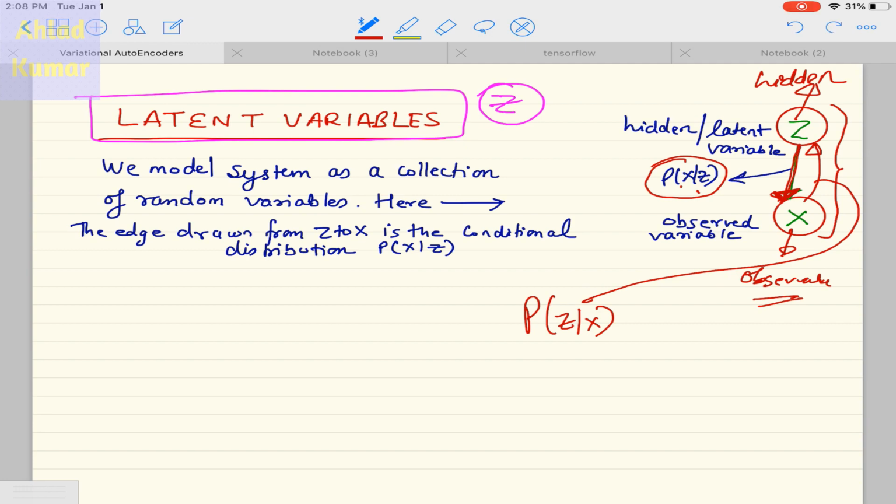So this is important. You have to note the direction where the arrow is pointing. If the direction is downward, then it is probability of X given Z, and if it is the other way around, then it is probability of Z given X. So the direction of these edges is important, and you have to keep note of that.